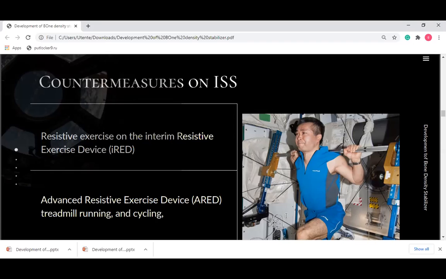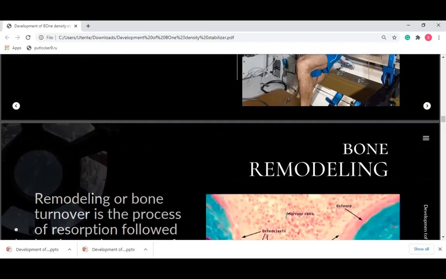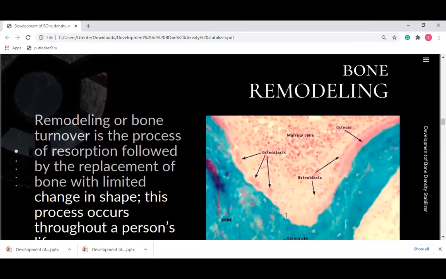And in advanced resistive exercises, there are treadmill, running, and cycling, with heart sensors also. So, what is bone remodeling? Bone remodeling is the formation or destruction, I mean, the replacement of bone.